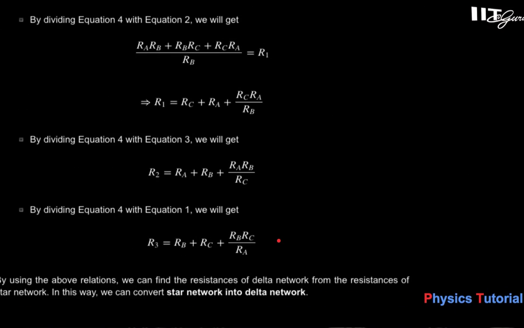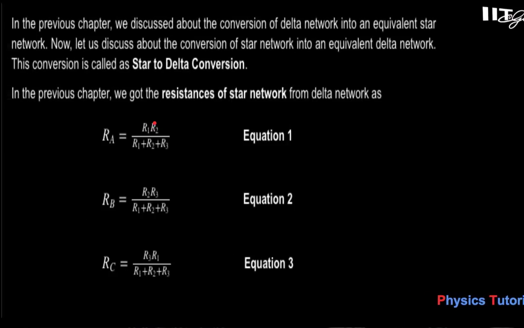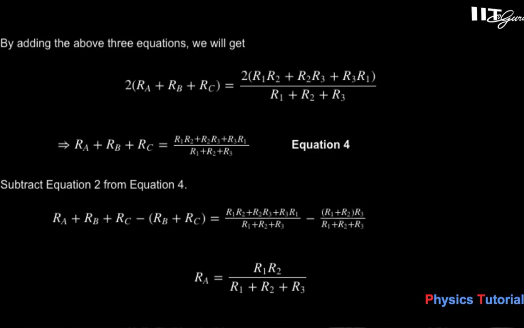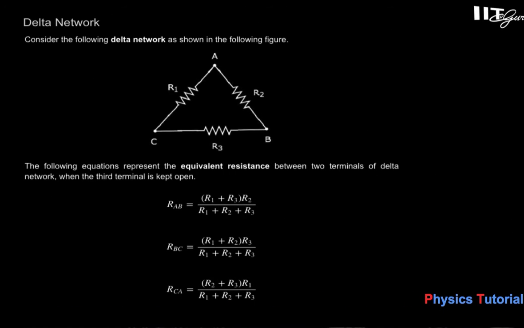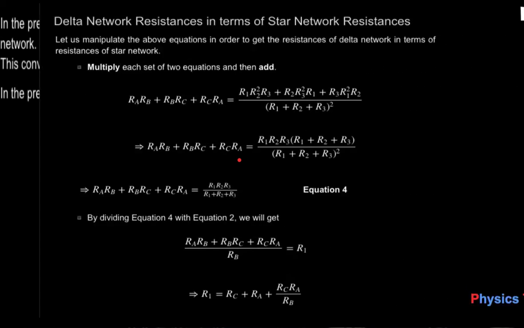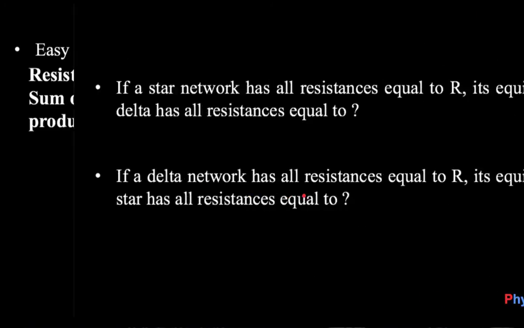Let's see here. R1 is connected between A and B. Let's see how R1 is connected between A and B. You have to come here. That is the delta connection. Let's see, the connection is somewhere here. Yes, R1 is here, and in the star connection, that is A and C. So R1 is equal to RAC, and then you have to divide by RB. So what do you say here? R1 equal to RC plus RA plus RC RA upon RB. So in this way we can evaluate this R1.